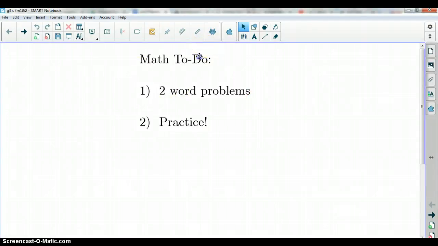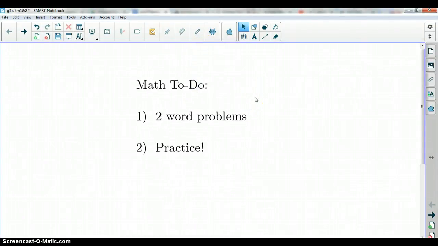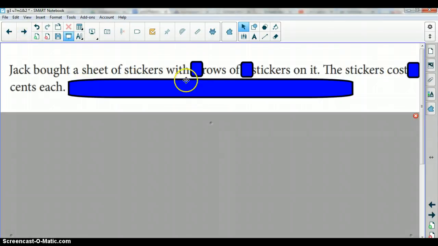And here would be Module 1, Session 2, that all you're doing with them is working through 2 word problems and then practicing. So the first word problem I have blotted out, so it'd go something like this with the kids. Jack bought a sheet of stickers with rows of stickers on it. The stickers cost cents each. Then you just have a discussion of making sense of the problem. What is happening right now in this Jack situation? Then you would reveal those numbers.